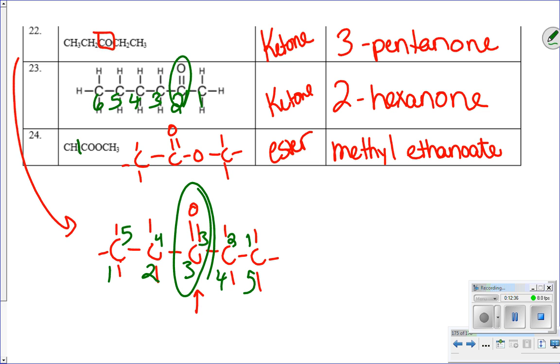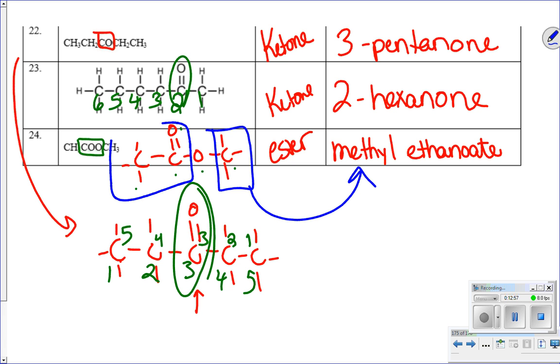I drew out this ester for you also because we see that COO kind of in the middle of the molecule. I don't like to call it a COO group and get confused. I have my CH3, my C with my double bonded O, my single bonded O, ending in CH3. This C that's single bonded off of that O is what makes the methyl part of this name. The 2-carbon part with the double bonded O is what makes the ethanoate part of this name.